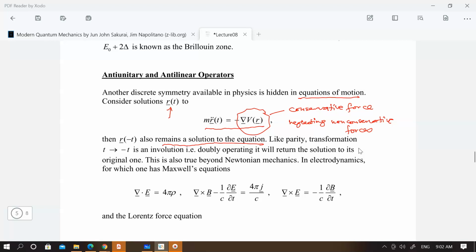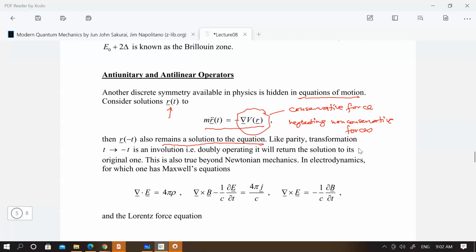That is pretty straightforward from the case of F equals ma. Most, if not all, of the equations of motion in physics are essentially time reversal invariant. There are only a few exceptions, and of course, if you include all the non-conservative forces, then the majority of the solutions will not be time reversal invariant. These are only limited to the case of the conservative force. So we have to include this symmetry somehow inside quantum mechanics, because it's there in classical mechanics.